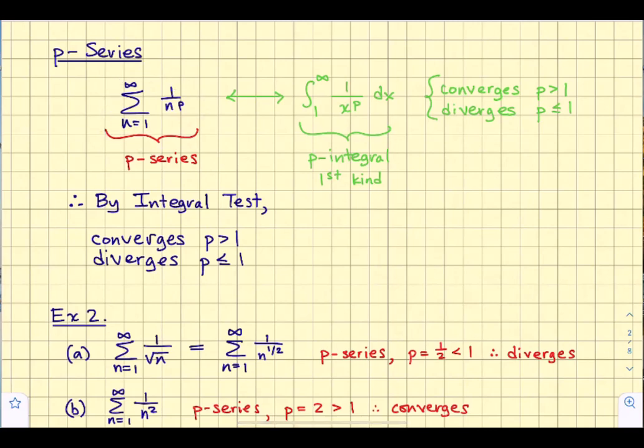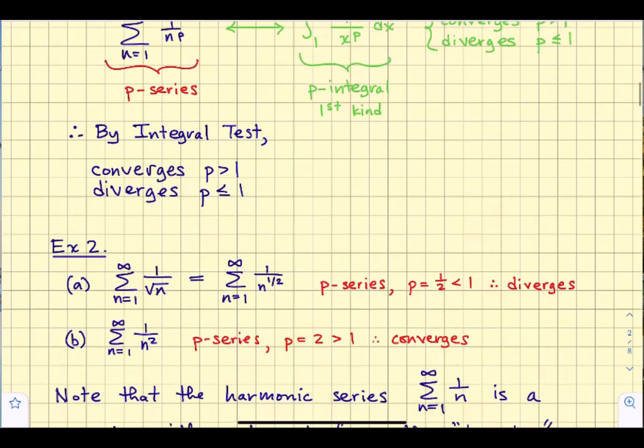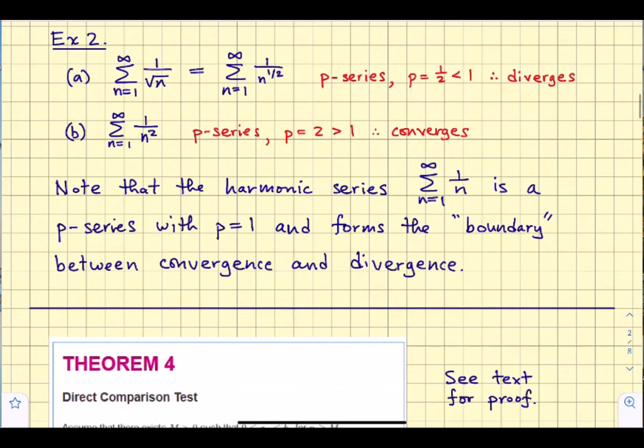We call these p-series, and by the integral test, we know that this infinite series either converges or diverges according to the convergence or divergence of this improper integral, and since we know when this improper integral converges, we can immediately deduce when the p-series converge or diverge. And so by the integral test, a p-series is going to converge when p is greater than 1, and it's going to diverge when p is less than or equal to 1, because that's exactly what the p integral of the first kind does. So let's look at another couple of examples here.